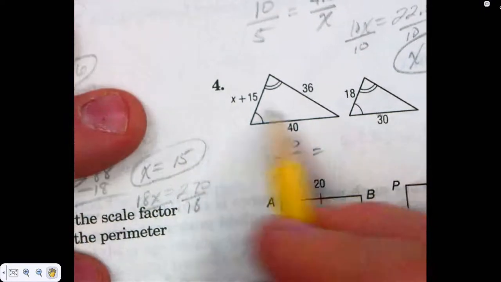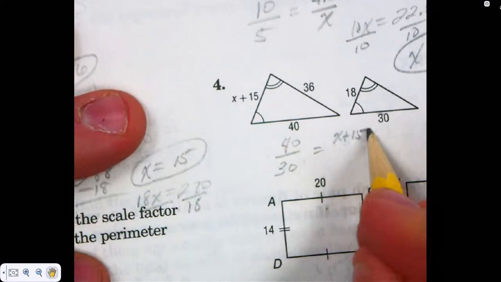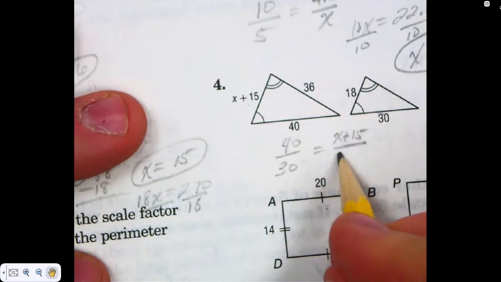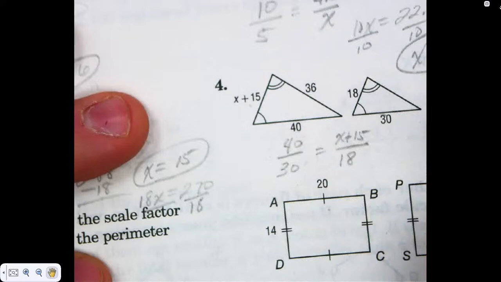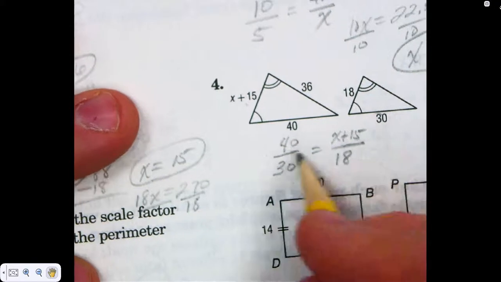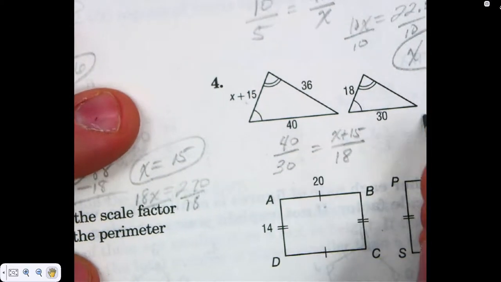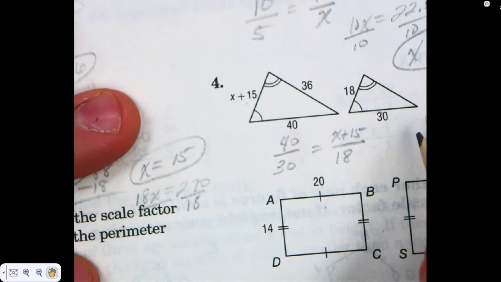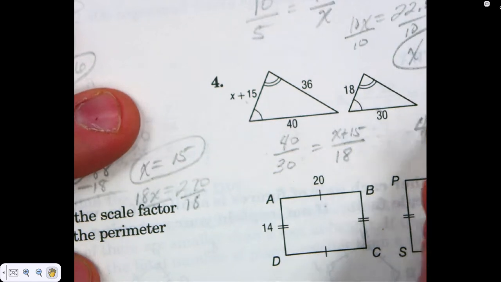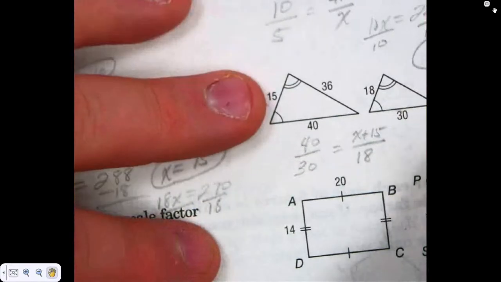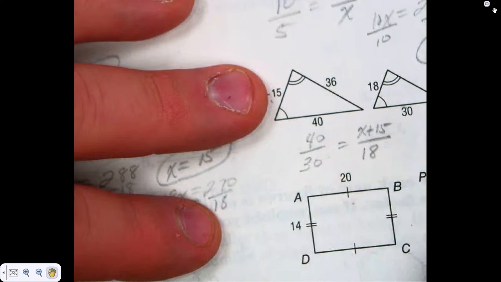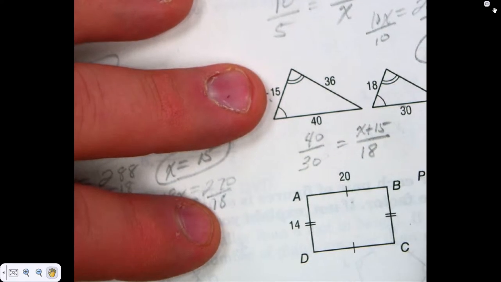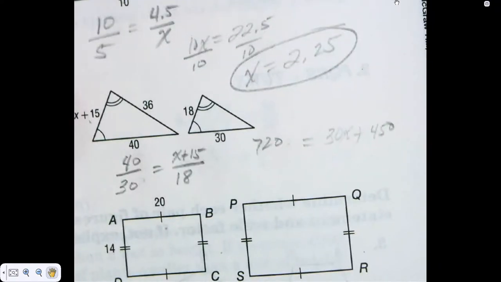Okay? This one would be what? X plus 15 over, what does it relate to? 18. And the thing that matters is finding the right place to put whatever in the proportion, doesn't it? Okay. So it'll be whatever 40 times 18 is. 720. And so equal to what? 30x plus 450. Why'd you put x plus 15 on the top this time?